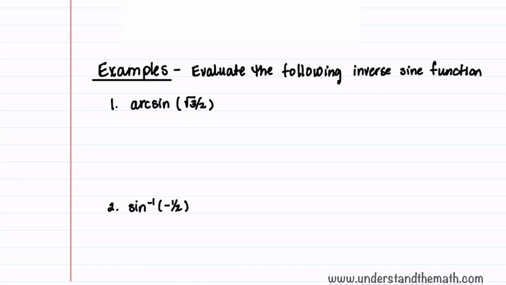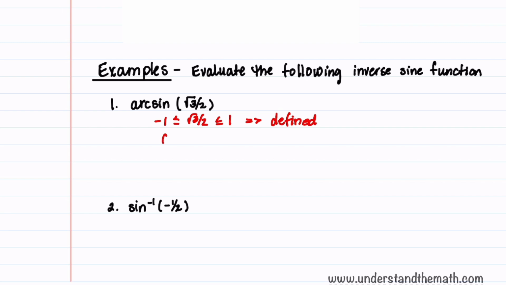For our first example, let's evaluate arcsine of root 3 over 2. We first notice that root 3 over 2 is in the domain of arcsine, so it's defined and we can evaluate it. We'll say that minus 1 is less than or equal to root 3 over 2, which is less than or equal to 1, and therefore our arcsine is defined.